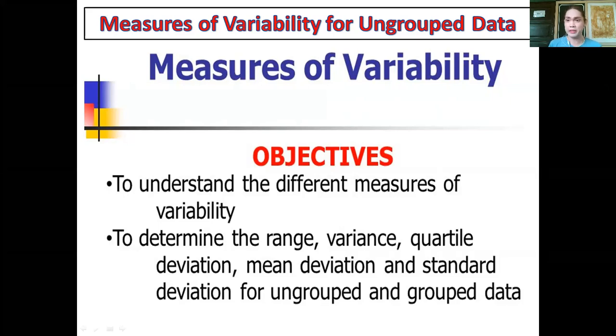So for the measures of variability, we have objectives so that we will be guided in our discussion. Our first objective is to understand the different measures of variability. The second objective for this video discussion is to determine the range, variance, and quartile deviation. Maybe we will not include the quartile deviation. We will just have the standard deviation for ungrouped data. So our discussion for today will focus on ungrouped data.